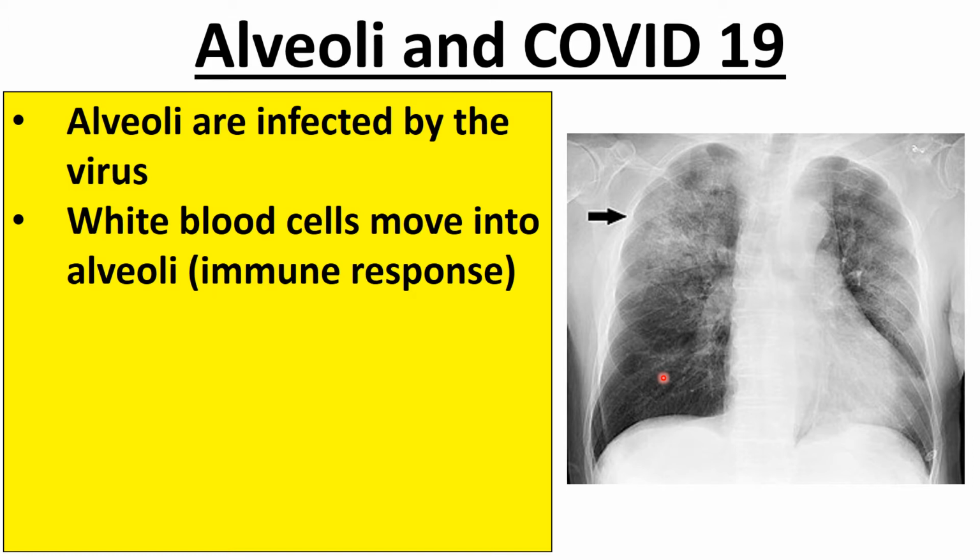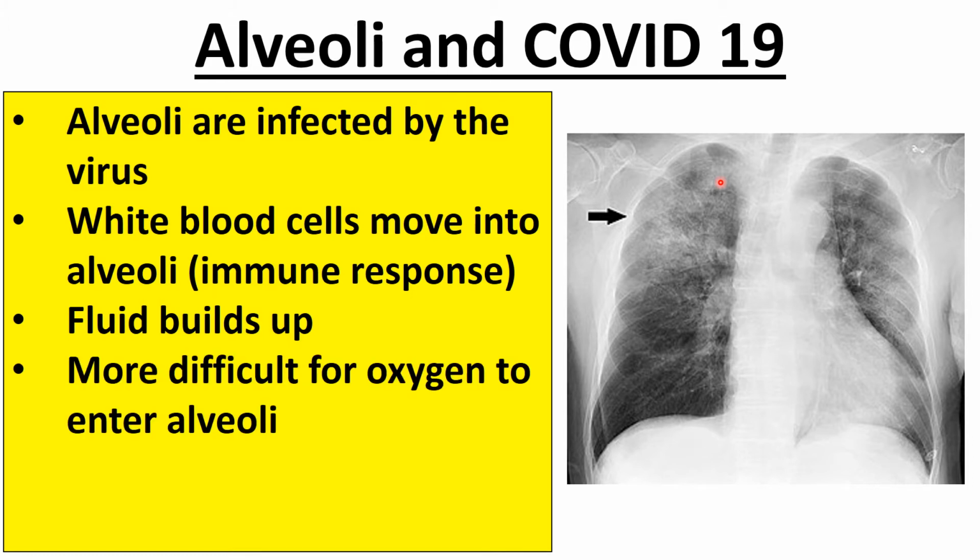White blood cells, if you're in S4, you'll have done the previous part. So we looked at white blood cells producing antibodies and producing phagocytes, and it's just the immune system response. If something comes into your body which shouldn't be there, the white blood cells coordinate the response to get rid of that foreign body. As a result of the white blood cells moving in, fluid builds up, and if the fluid builds up within the alveoli, it's more difficult for the oxygen to get in.